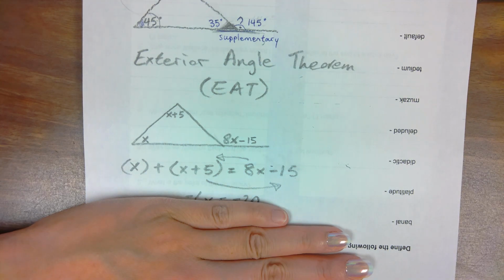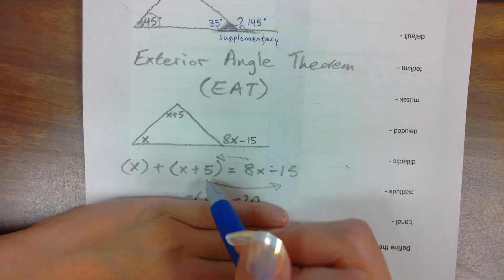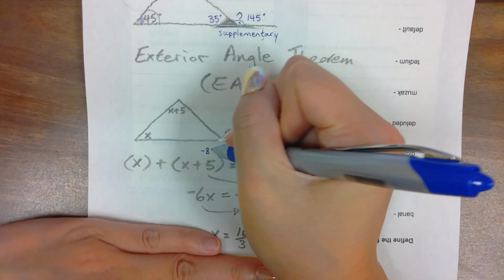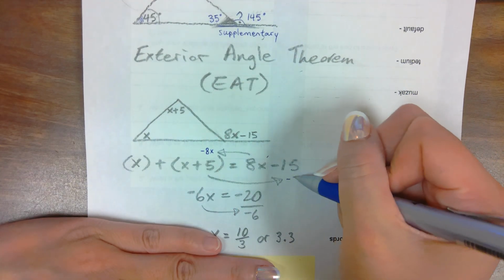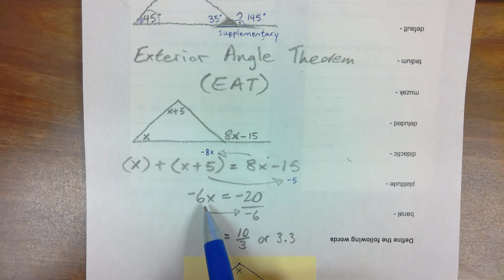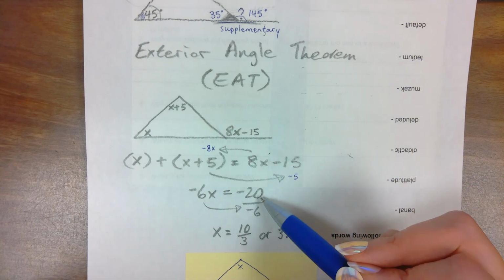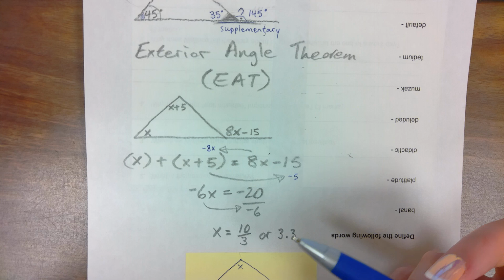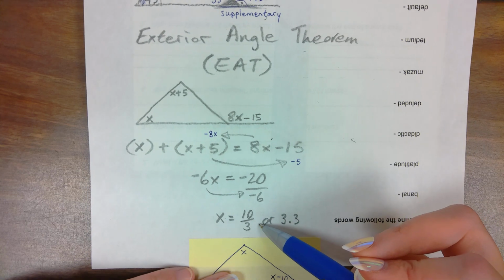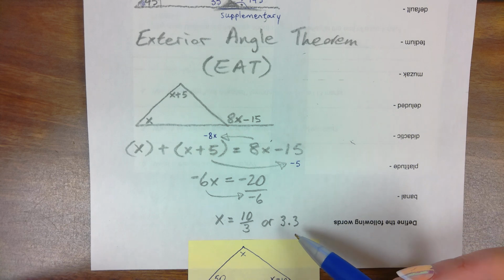Okay, now that I have this set up, I can move the letters to the left, numbers to the right. So when I move the 8x over, I get minus 8x. When I move the 5 over, I get minus 5. So x plus x minus 8x gives me negative 6x. And then negative 15 minus 5 gives me negative 20. Divide everything by negative 6. So my answer here is x equals 10 over 3 or 3.3. On the test, you can use decimals if you want.